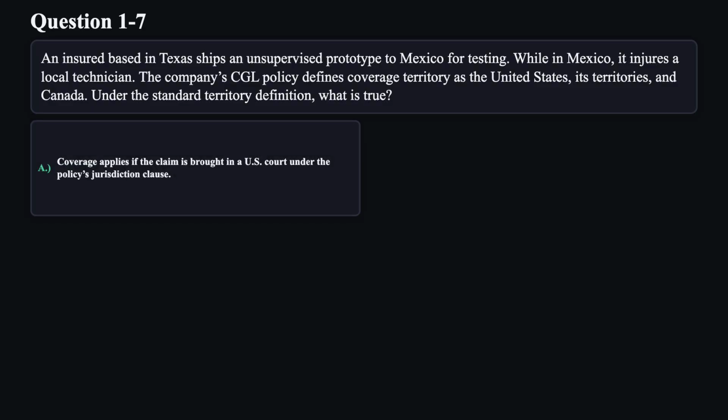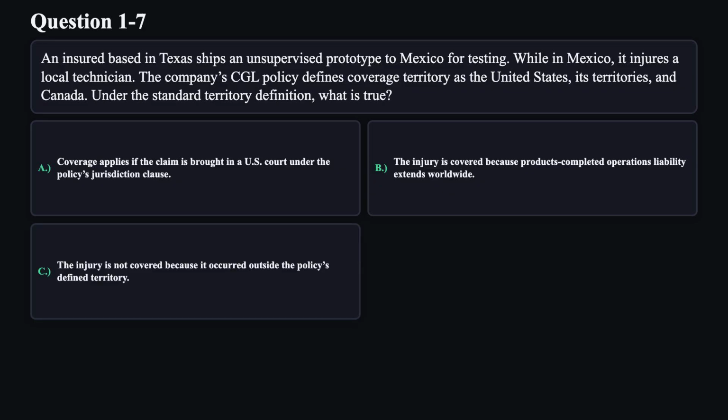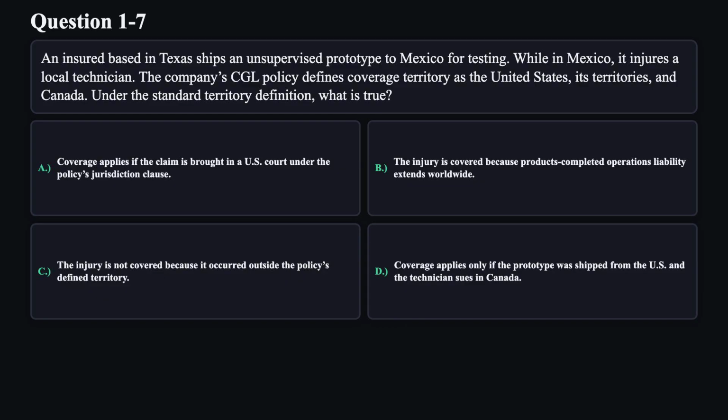A. Coverage applies if the claim is brought in a U.S. court under the policy's jurisdiction clause. B. The injury is covered because products completed operations liability extends worldwide. C. The injury is not covered because it occurred outside the policy's defined territory. D. Coverage applies only if the prototype was shipped from the U.S. and the technician sues in Canada.